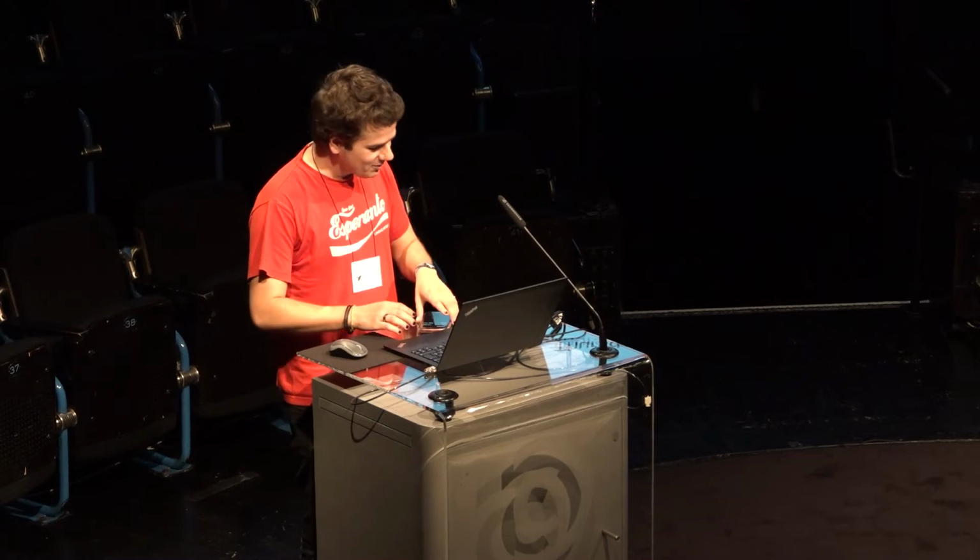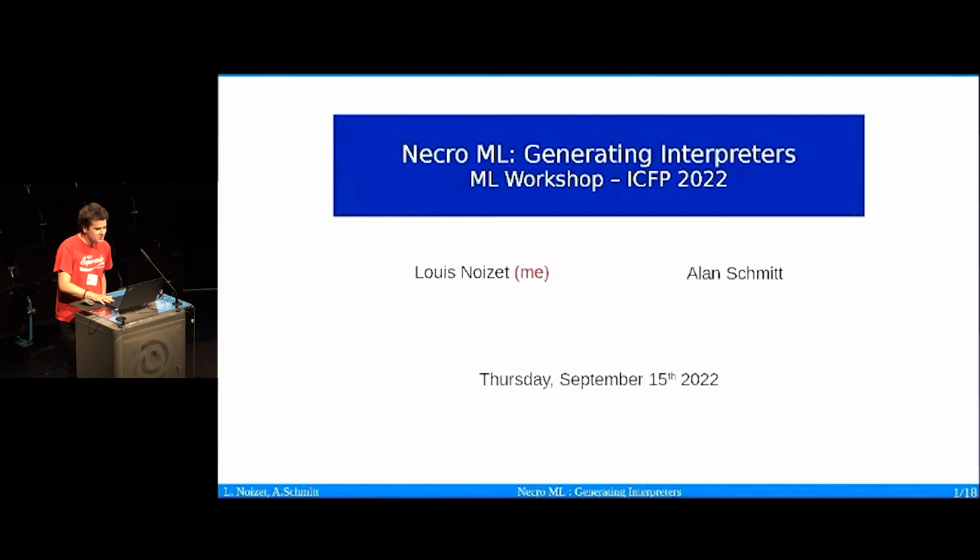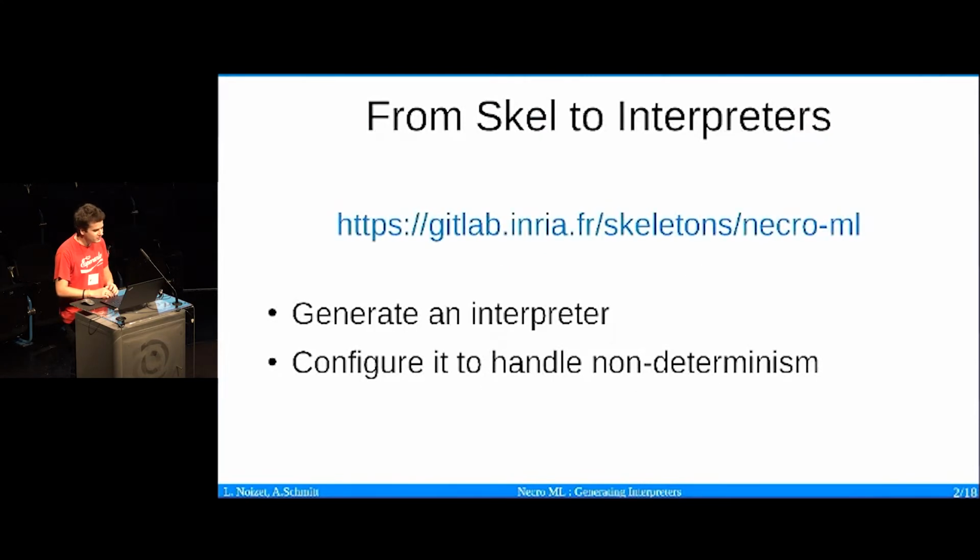All right, so today I'm going to talk to you about a work I did with my PhD advisor, Alan Schmitt, at the University of Rennes and Inria, which is a work on how to generate interpreters. So the idea is to generate interpreters from a language which is called Skeletal, which allows to describe the operational semantics of programming languages. You can find the work on GitLab, at this address. And I'm also going to show you how we can configure this interpreter to handle non-determinism.